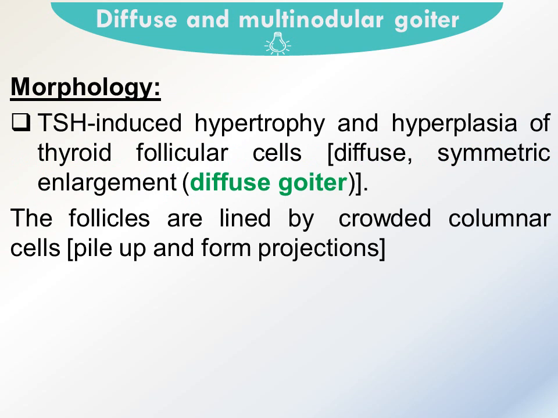For the morphology, TSH-induced hypertrophy and hyperplasia of thyroid follicular cells usually result in diffuse symmetric enlargement of the gland, diffuse goiter. The follicles are lined by crowded columnar cells, which may pile up and form projections similar to those seen in Graves' disease.